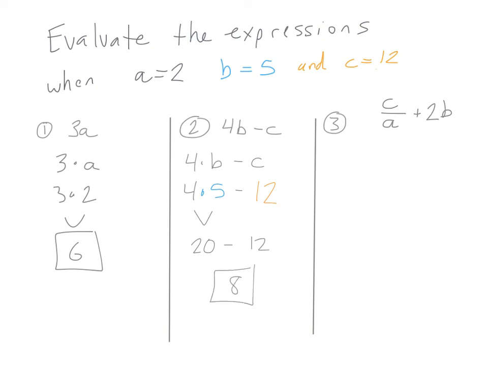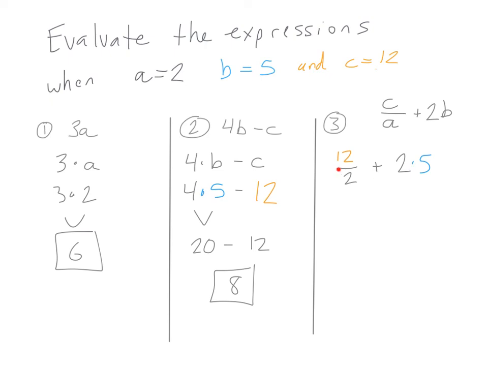It's 8. And then here on the third one, c over a plus 2b. Well, c over a, that's like saying c divided by a, right? So we can leave it in a fraction if we want. So I'm going to say c, which we know is 12, divided by or over a, which we know is 2, plus 2b. Well, 2b means 2 times b. So it'll be 2 times what? The 5.